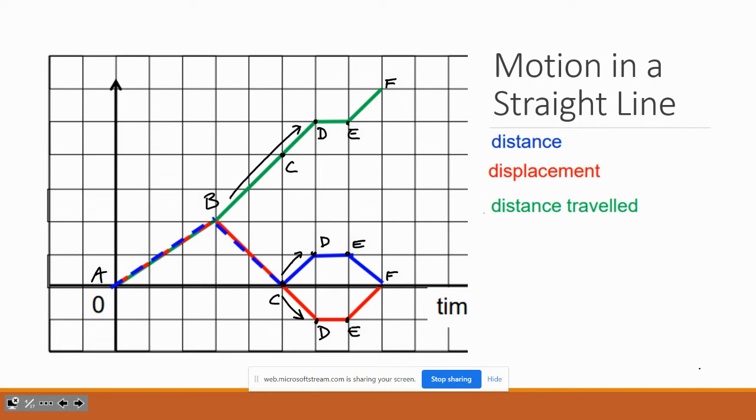So it's a really interesting way of representing a journey, this. The fact that there's a total distance, there's a total displacement, and there's a total distance traveled altogether. And you've got to understand the difference between each of those three.